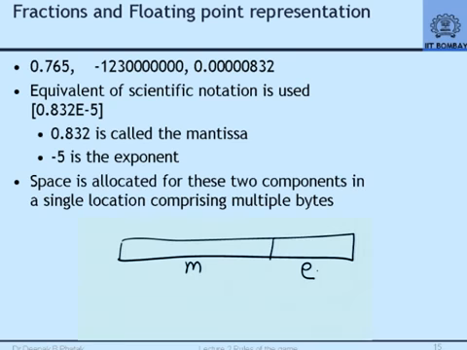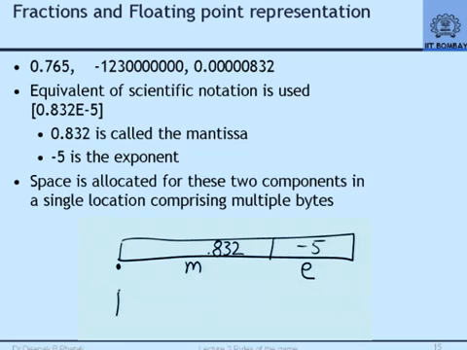I'll also tell you why it is called floating point. Take this number. This number can be written in which way? It can be written as 832 times 10 to the power minus 5, provided I assume that the decimal point is here. Let us say I assume that the decimal point is always here. That means I don't have to store a decimal point explicitly anyway.